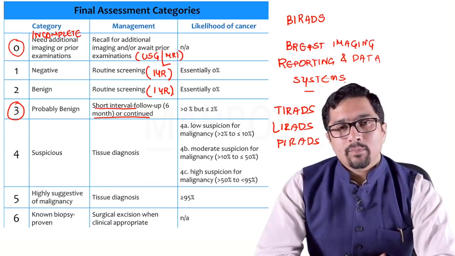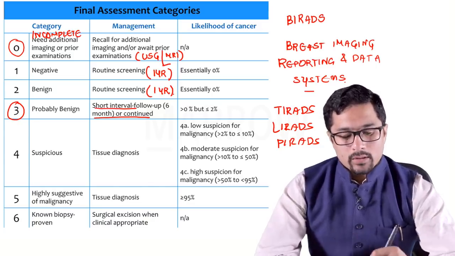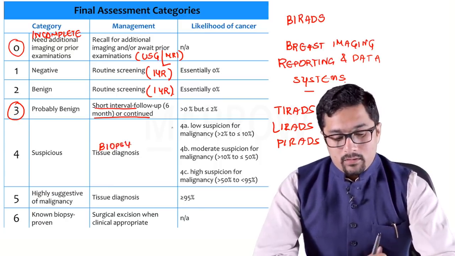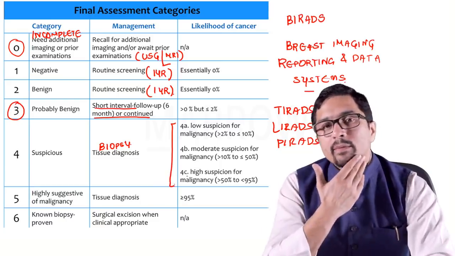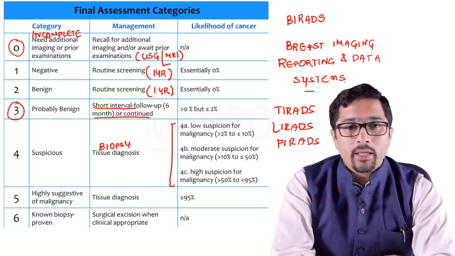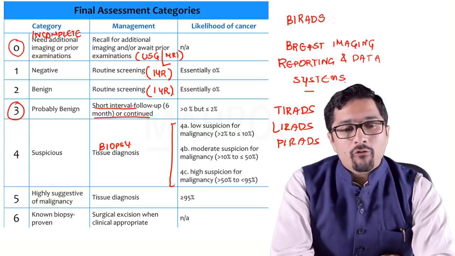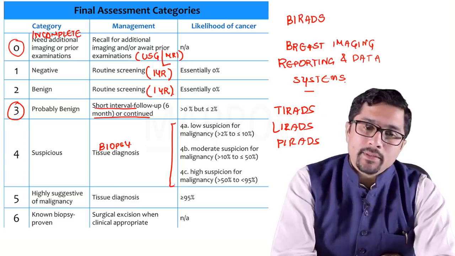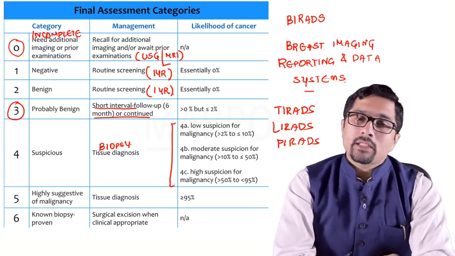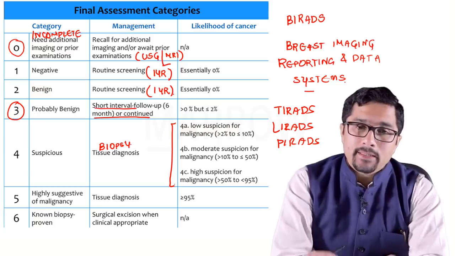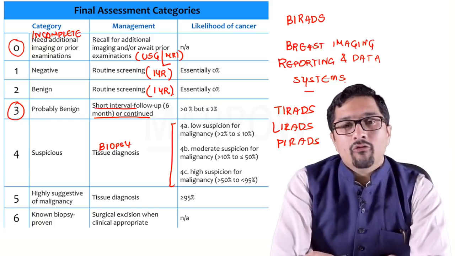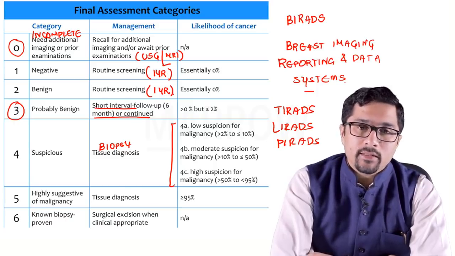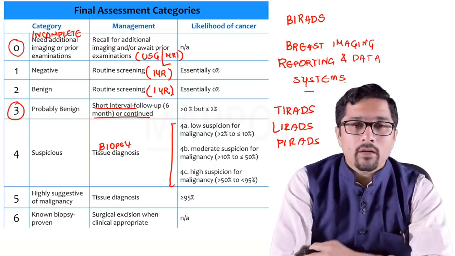BI-RADS 4 is a suspicious lesion, and all suspicious lesions require a biopsy. BI-RADS 4 has been further subdivided into 4A, 4B, and 4C. 4A is when the risk of malignancy is more than 2% but less than 10%. 4B is when it's more than 10%, less than 50%. And 4C is when it's more than 50% but less than 95%. All three of them require a biopsy.